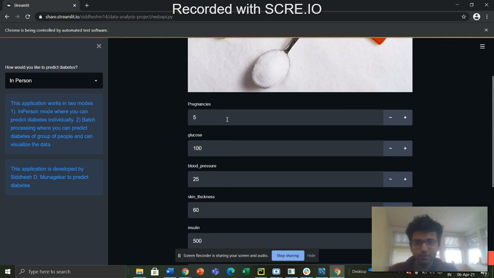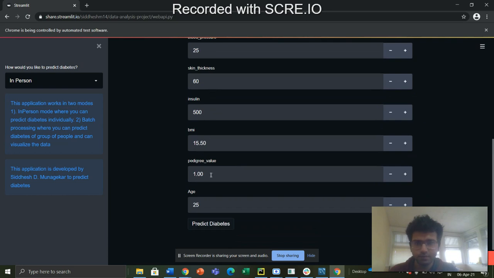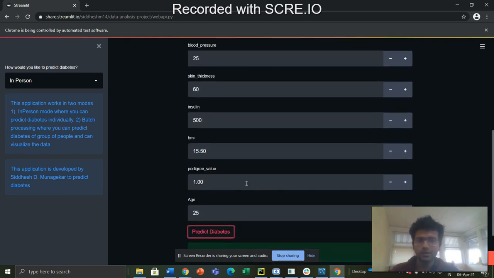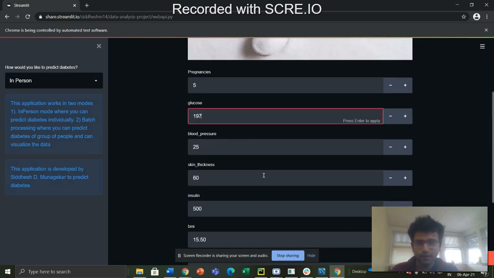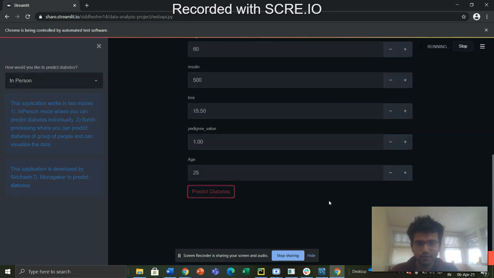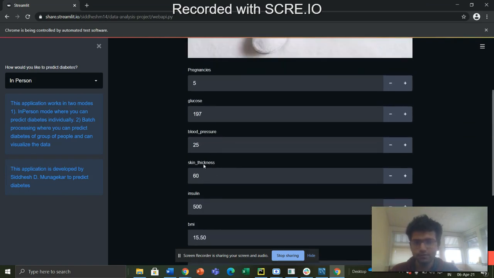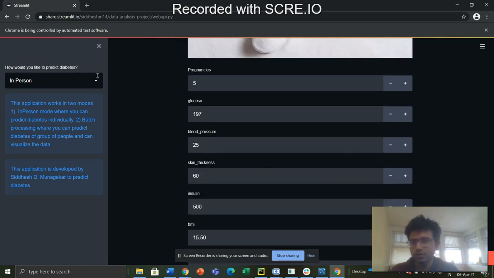In-person, the user just has to give information about his glucose, blood pressure, BMI, age, and the application will predict that for these particular parameters, the person does not have diabetes. But if I increase the blood sugar level to 197 and click, it says, "For a glucose level of 197, you are diabetic. Please take care." Different fields contribute, such as age and glucose.